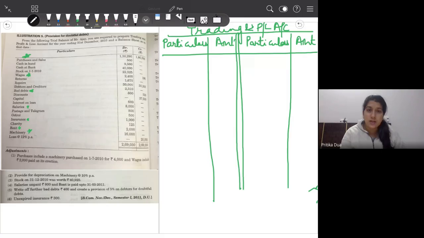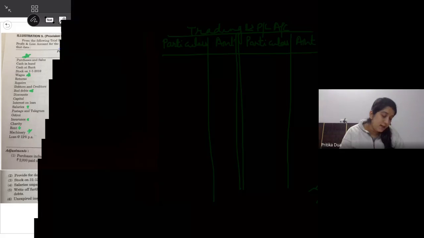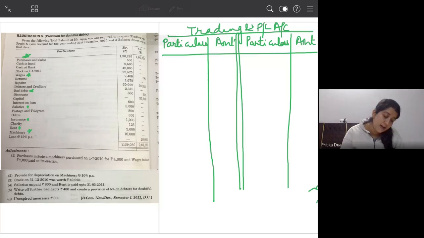Let's start with the trading account. In the format, the heading will be trading and profit and loss account for the year ending 31st March 2010. So please write the complete statement for the year ending 31st March 2010. The upper portion is the trading account and the lower portion is the profit and loss account. I will start with the first entry.